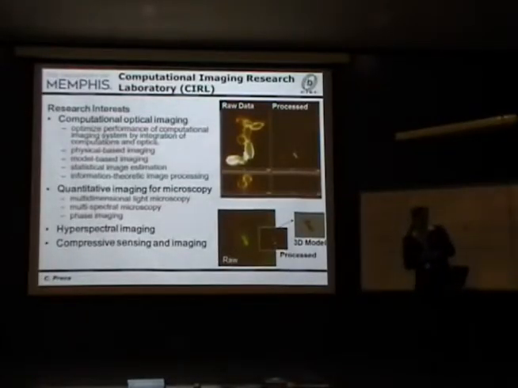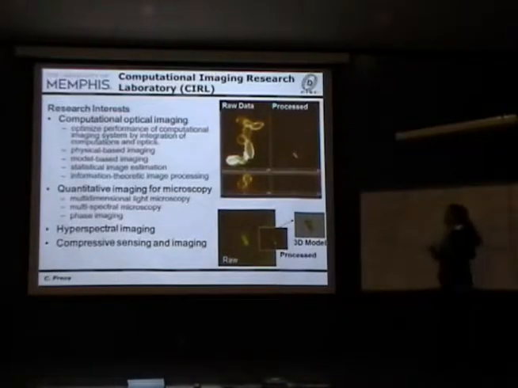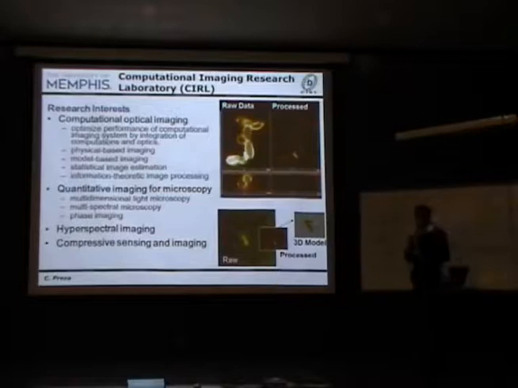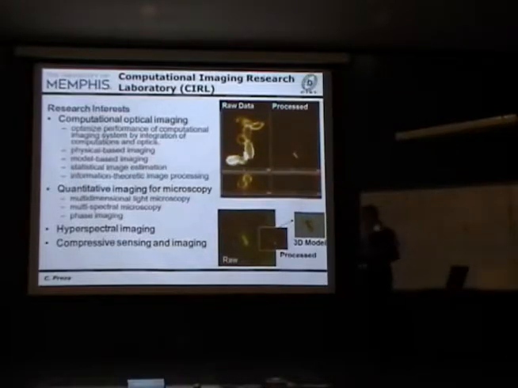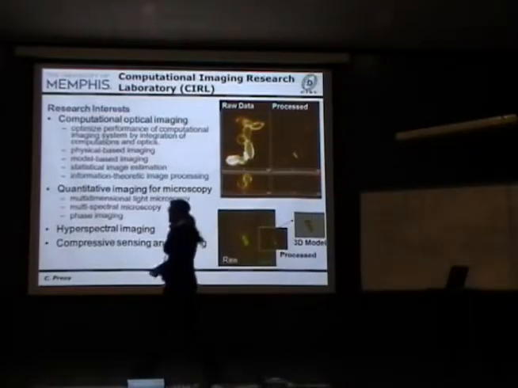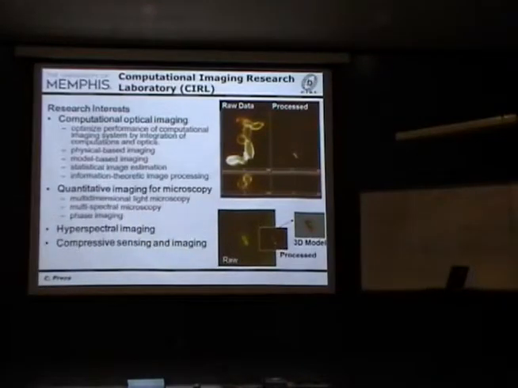The research in my lab, which is a computational imaging research laboratory, focuses on computational optical imaging. We strive to optimize performance of computational imaging systems by deriving computations and integrating them with optical designs in order to develop imaging systems with improved performance. And we have a number of collaborations in doing so with Professor Raphael Piestun as well.